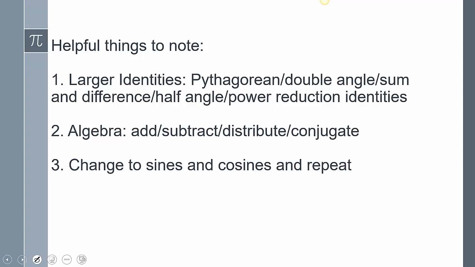So helpful things, and you should already have this stuff written down. You should look for larger identities: Pythagorean, double angle, sum and difference, power reduction, etc. Then look for algebra. Then change everything to sines and cosines and repeat.